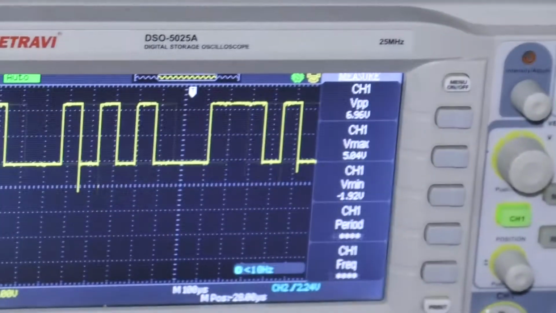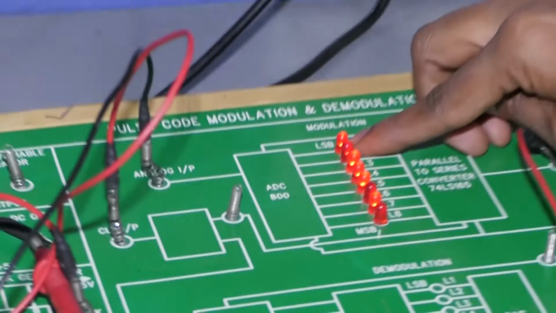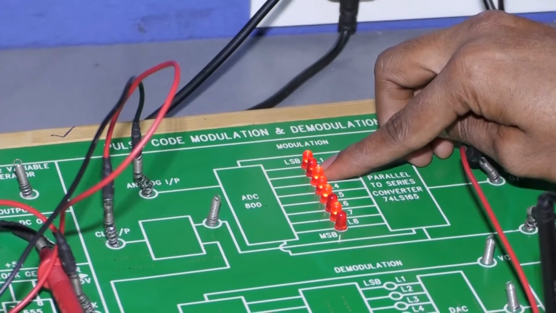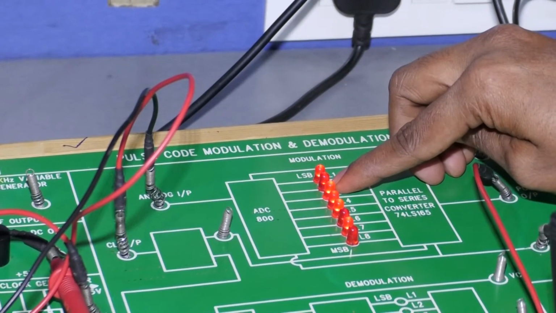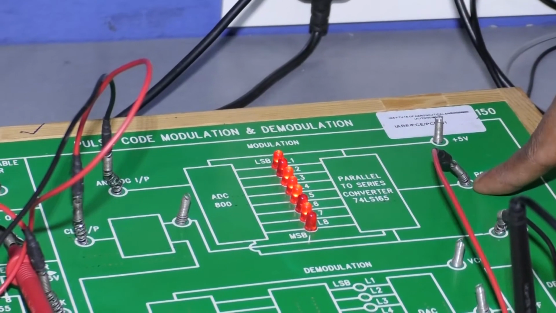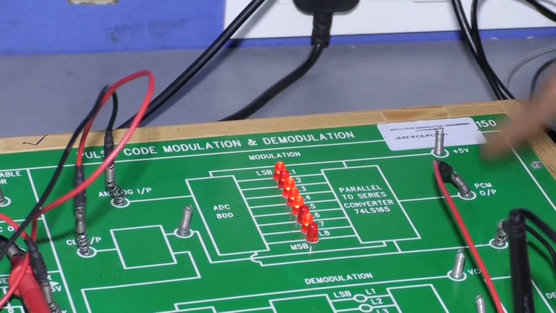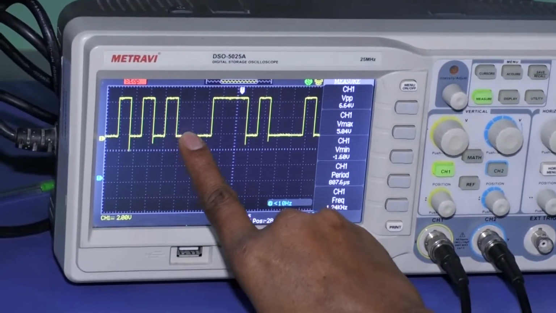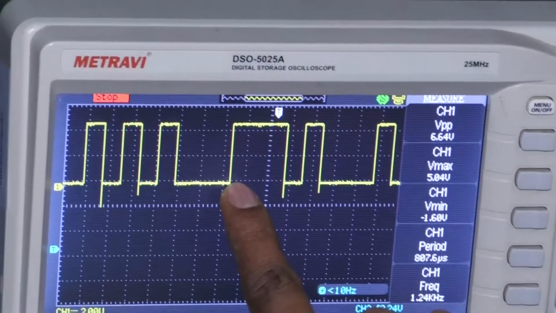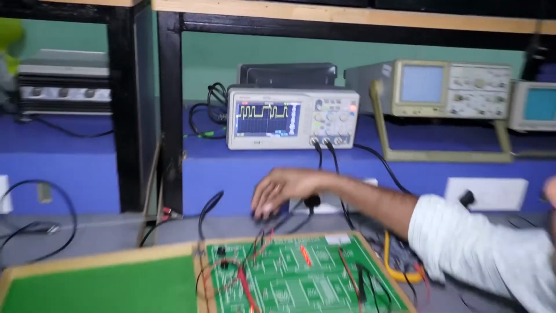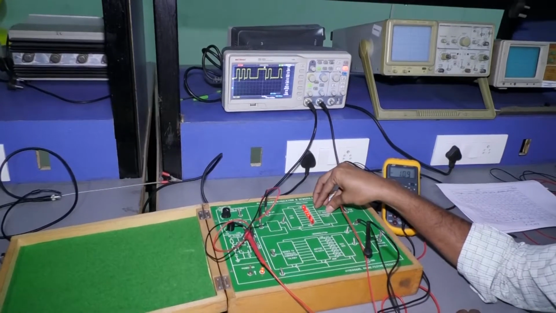So by using this LED position, that is the on and off condition, you have to draw the waveform. If it is on, you have to draw the high value. If it is off, you have to draw the low value. So based upon the LED's output, you have to note the output of the PCM in terms of code words. In terms of code words, the binary coded data can be retrieved from the DC level input voltage. So this is about the pulse code modulation generator.